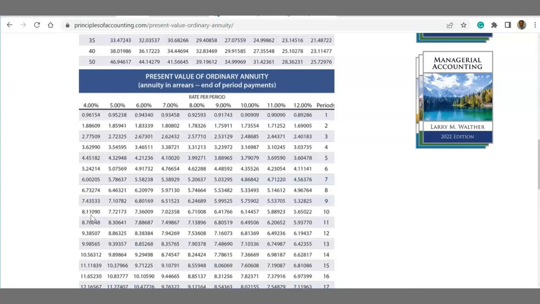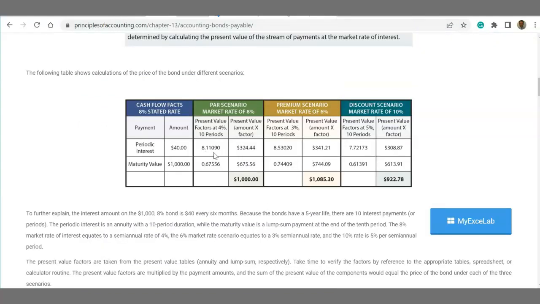So here is 8.11090, and that's where 8.11090 comes from. And then you multiply that by $40, and you get the present value of those payments today based on market interest rate of 8%. It will be $324.44. And then maturity value for $1,000, this is just $1 one-time payment, right?